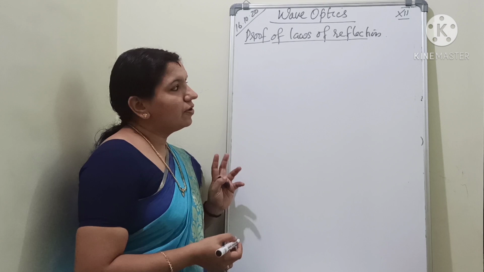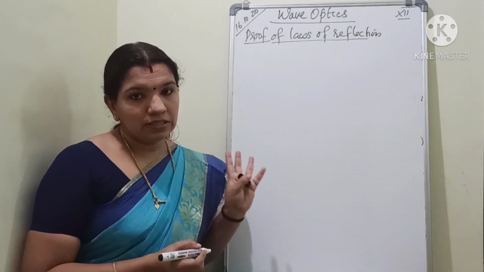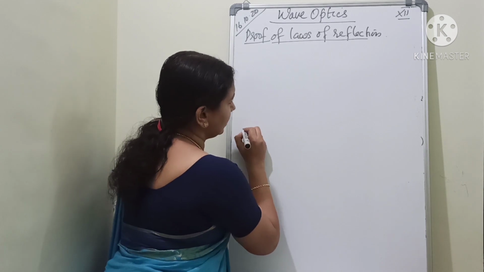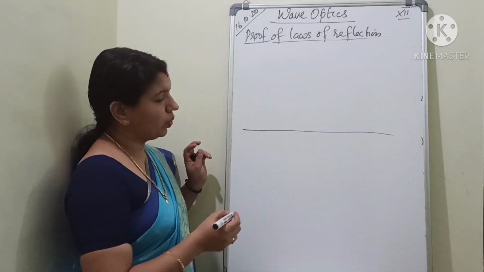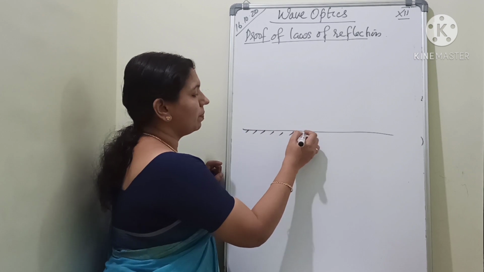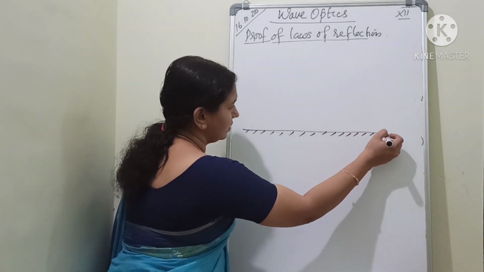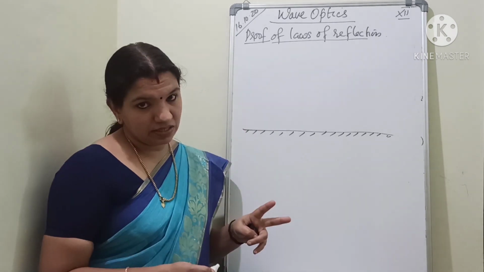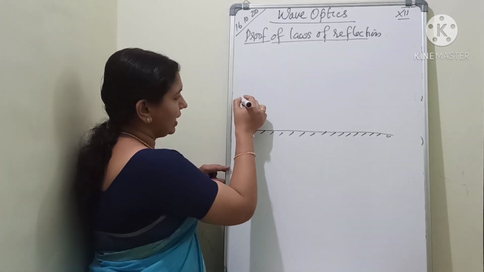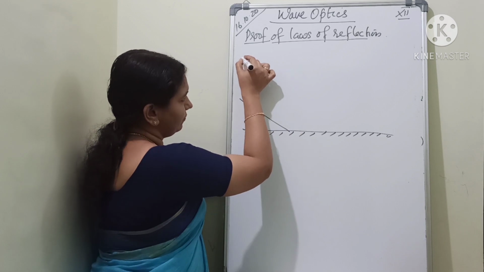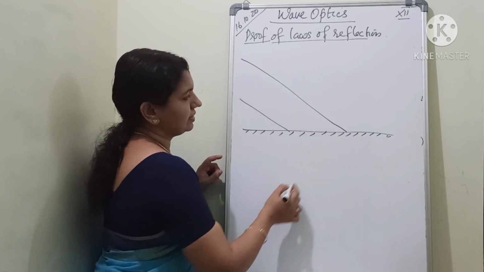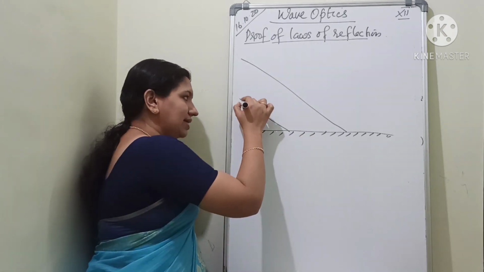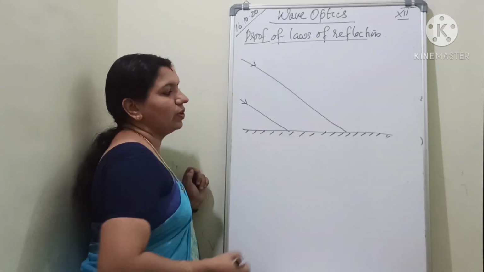So for that, first I am considering a surface. Okay, for the reflection I am considering a plane surface, you know. Let it be a mirror or a polished surface. Clear? Now I am considering two parallel rays, two parallel rays falling on this surface from a particular distance. Clear? Two parallel rays. So since they are rays, I have to put the arrow mark, very important.